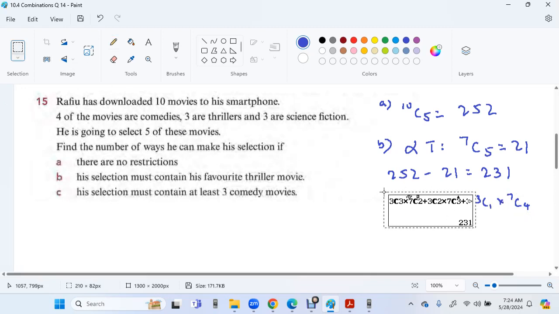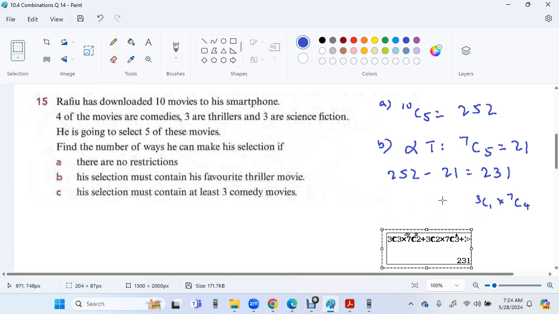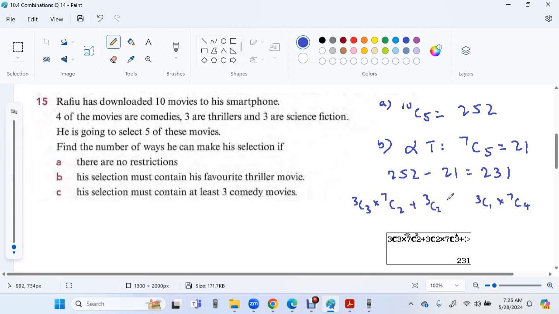Then we also have the 231. Okay, so we have 3 choose 3 times 7 choose 2, 3 choose 2 times 7 choose 3, 3 choose 1, 7 choose 4. So all add up is 231 also.